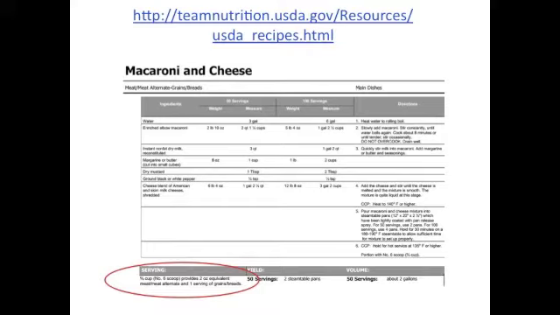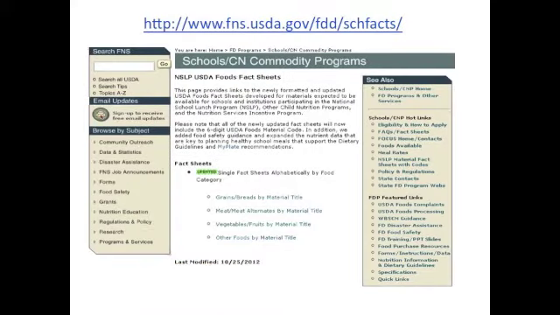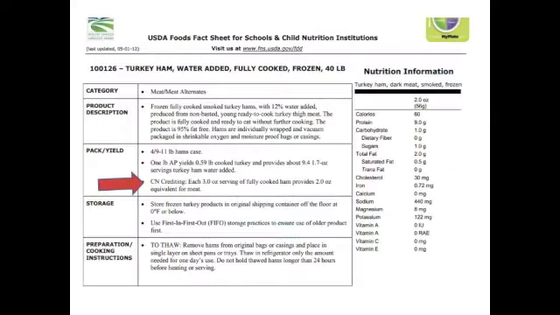Another resource that you can use for crediting are the USDA standardized recipes. USDA recipes provide the crediting information for you and are accurate as long as you follow the recipe. USDA food fact sheets provide nutrient and crediting information for USDA foods. You can see that the food fact sheets are sorted depending on the component that they contribute to.